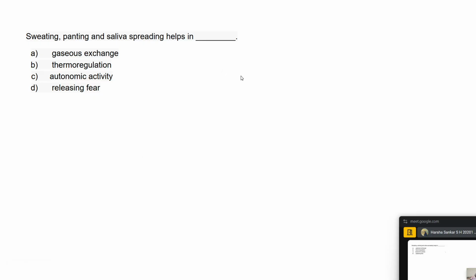Sweating, panting, and saliva spreading help in what? Option A, gaseous exchange. Option B, thermoregulation. Option C, autonomic activity. Option D, releasing fear. Go back to our first class, Introduction to Animal Physiology. We have discussed it there. What is sweating helping in? So the correct answer is thermoregulation. Option B.